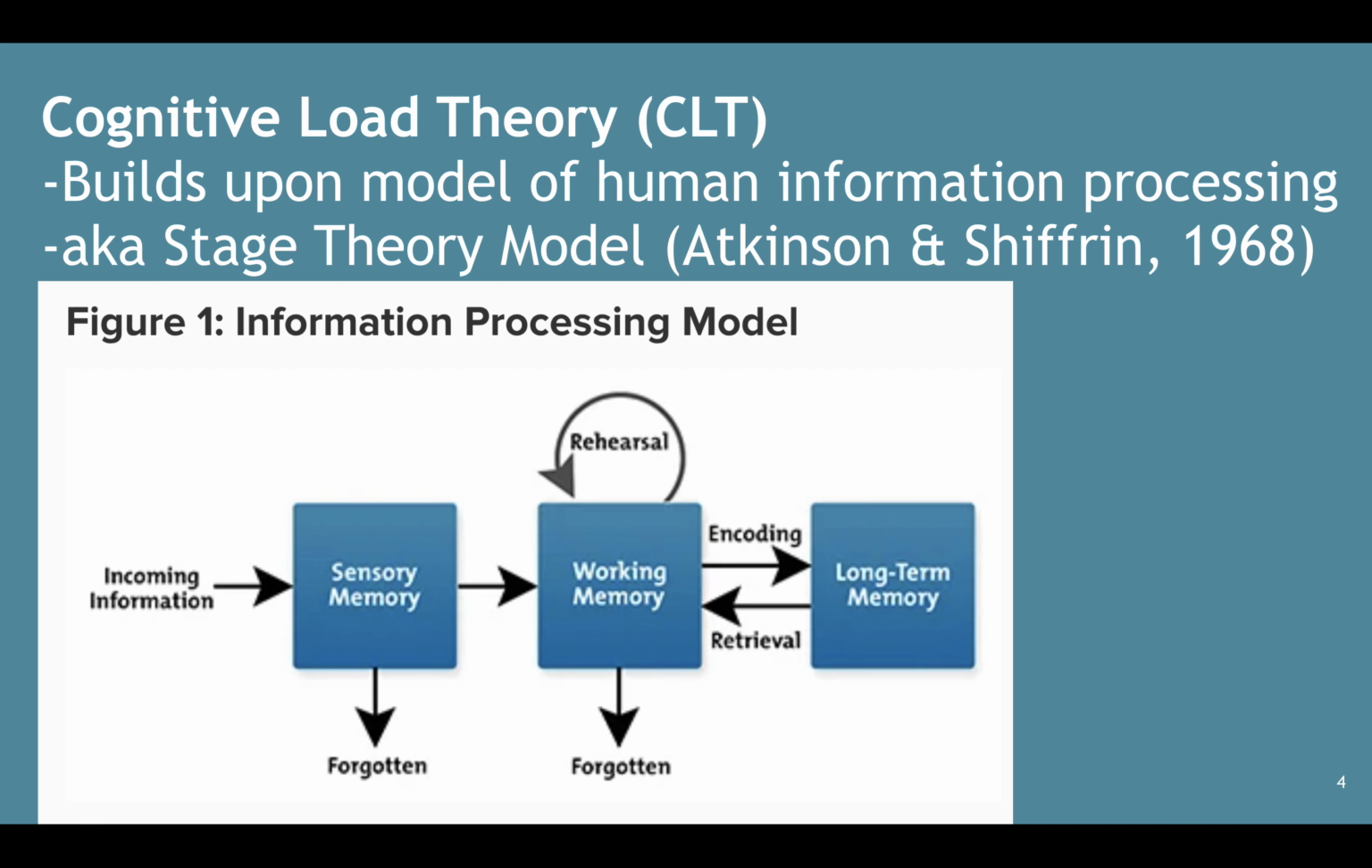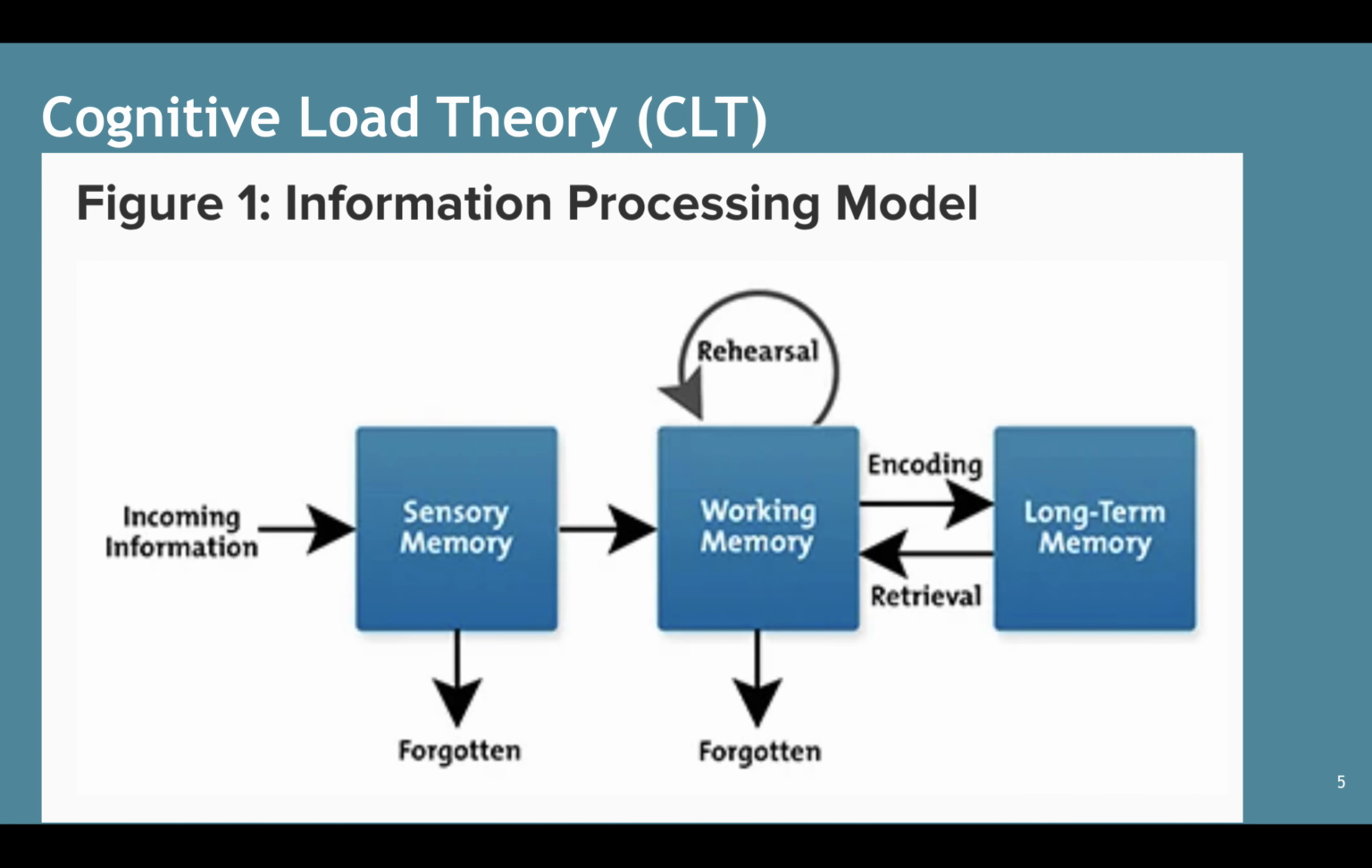The idea of cognitive load theory builds upon the model of human information processing, aka the stage theory model, from Atkinson and Shiffrin way back in 1968. Here's a depiction of it. Incoming info goes into sensory memory where it could be forgotten. However, if you rehearse, it can stay in working memory. If you don't rehearse, it can be forgotten. Ideally, through rehearsal, it can be encoded into long-term memory where it can be retrieved indefinitely. Here's a better look at it.